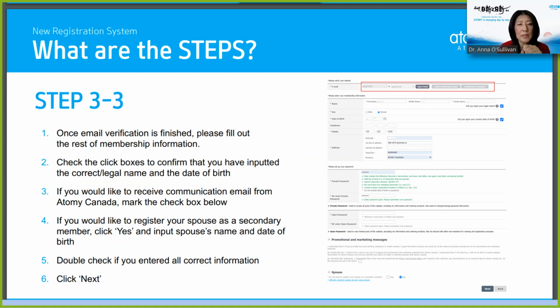There's also another box where it says, if you would like to receive communication email from Atomy, mark the checkbox below. So that's another new insert. And if you'd like to register your spouse as a secondary member, click yes and input the spouse's name and date of birth. This is also a new process in the registration. Then double check everything is correct, and then you click next.